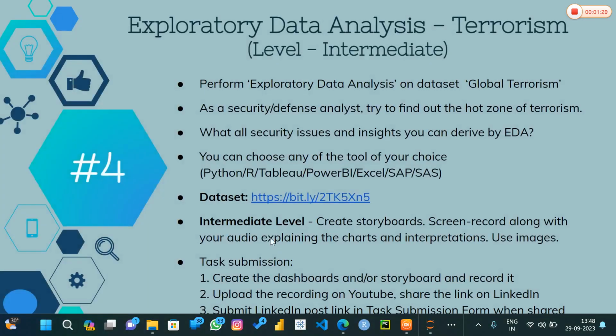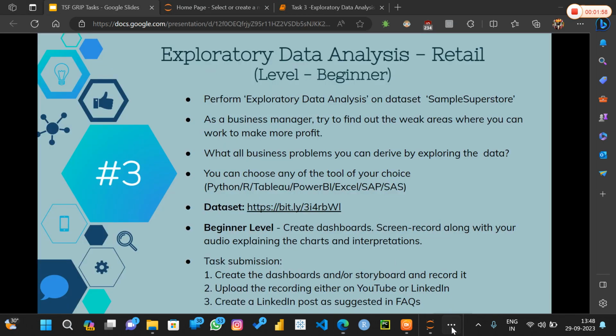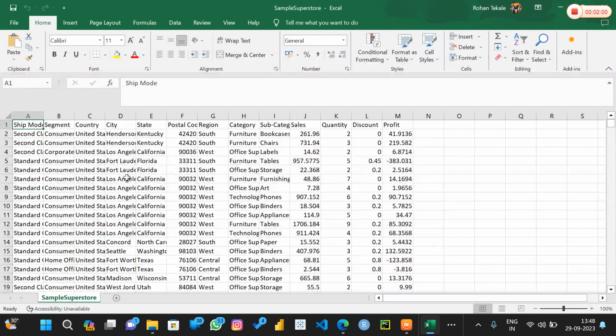Now for the beginner level, they have given some help, that we can create dashboards. Here I am submitting the video explanation with you. Now the task submission, let's see the database. Okay, so let's see the database. I have already downloaded the database. Let's see the database now.